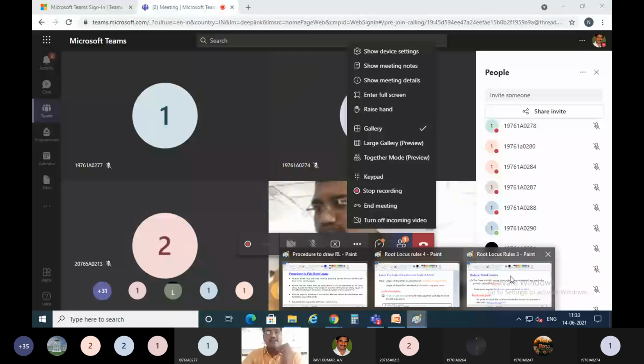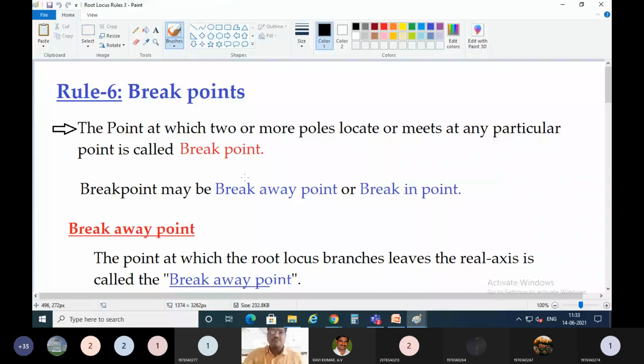Next, rule 6, breakpoints. If the root locus exists between two poles, then a breakaway point exists. If the root locus branch exists between two zeros, a break-in point exists. Breakaway and break-in are the two breakpoints. A breakaway point exists if the root locus is in between two poles. If the root locus is in between two zeros, then a break-in point exists.